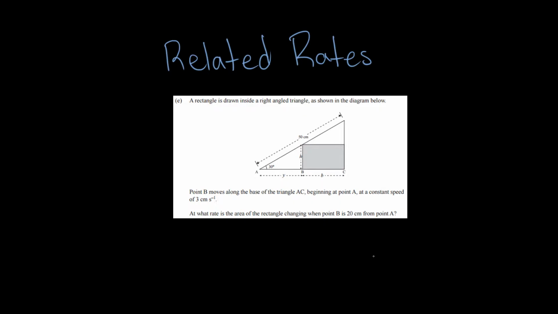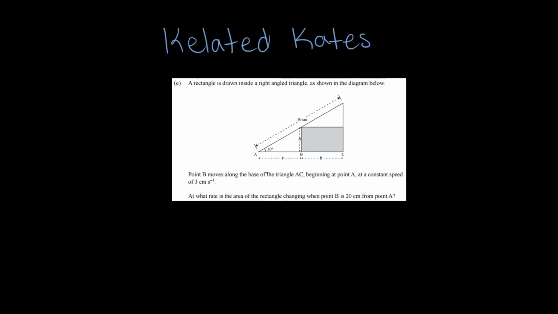In this video, we're going to work through an example using related rates. The problem says, a rectangle is drawn inside a right-angled triangle as shown in the diagram below. Point B moves along the base of triangle AC, beginning at point A at a constant speed of 3 centimeters per second. At what rate is the area of the rectangle changing when point B is 20 centimeters away from point A? So basically, let's review what we're told.